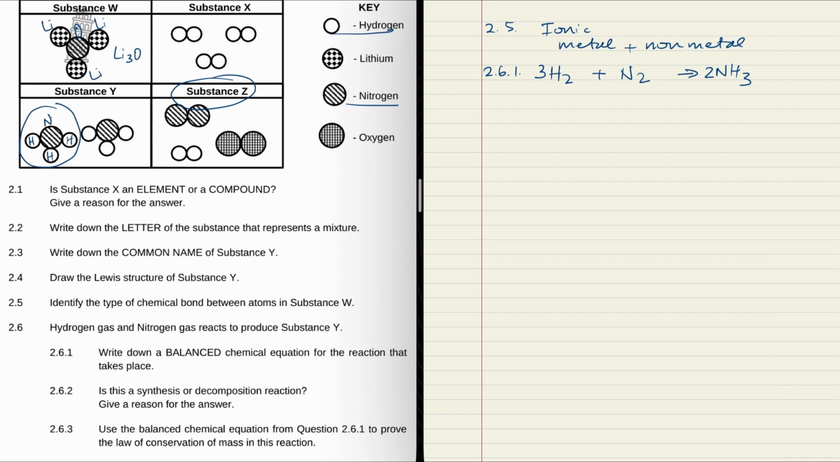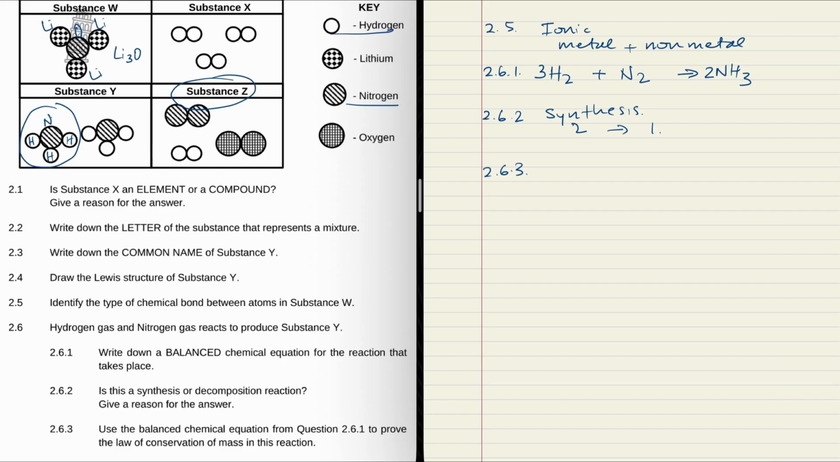to balance it. Question 2.6.2, is this a synthesis or decomposition reaction? This is going to be a synthesis reaction, and give a reason. That's because you have 2 things becoming 1 thing.